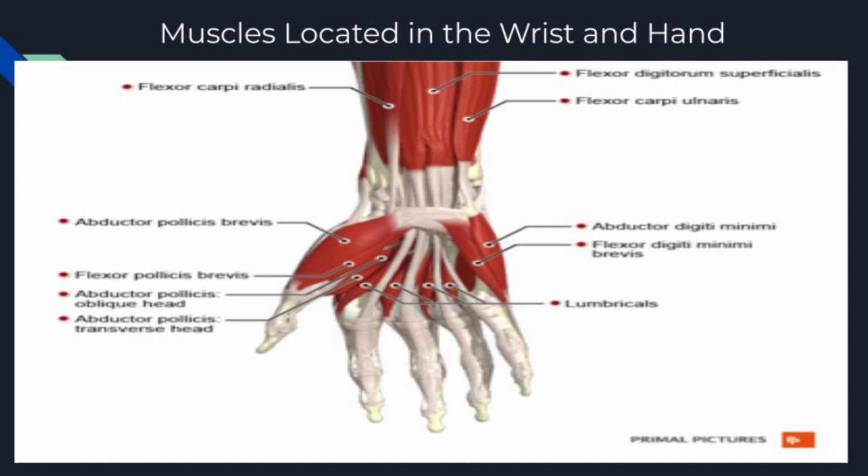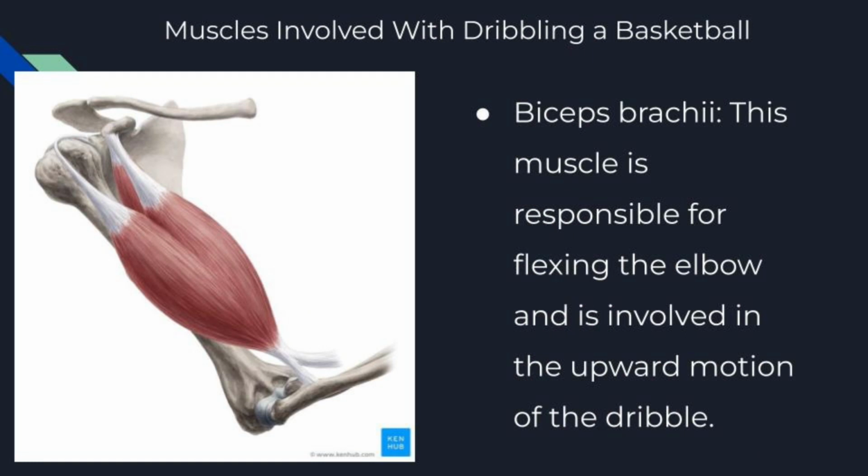All right, so here's the good stuff. The first muscle that I'd say is really important when dribbling a basketball would be the biceps brachii.